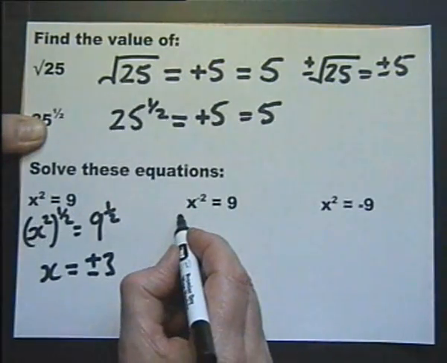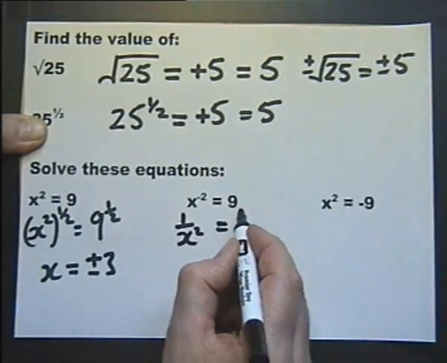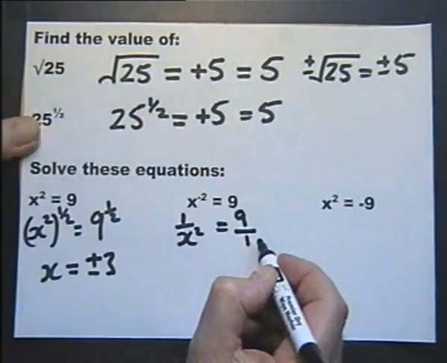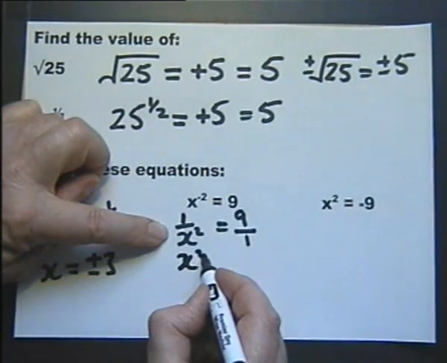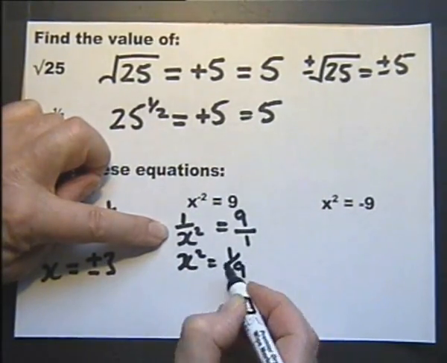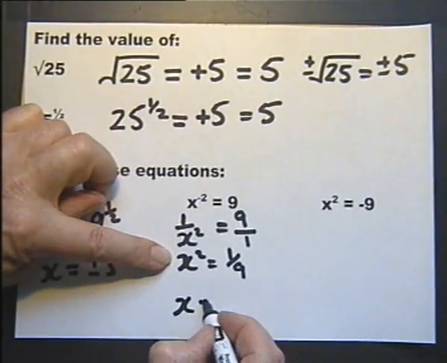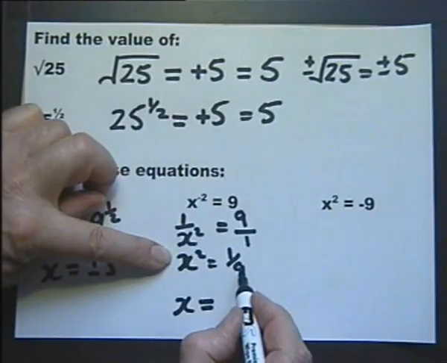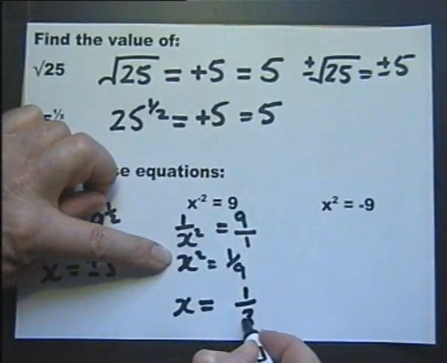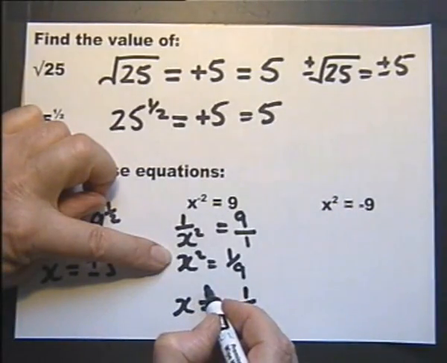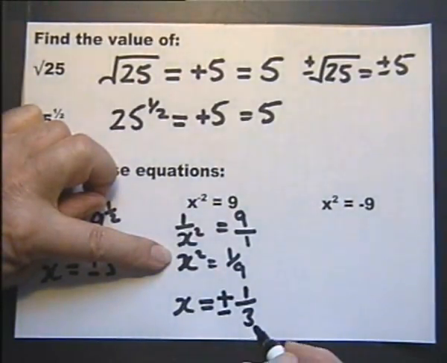X to the power minus 2 is 1 over x squared, and that equals 9. Let's write that as 9 over 1, because then we can invert both sides and write x squared equals a ninth. Find the square root of both sides, so the square root of x squared is x, and the square root of 9 is 3, so the square root of 1/9 is a third. But we're solving an equation finding the square root of both sides, so that's plus or minus.